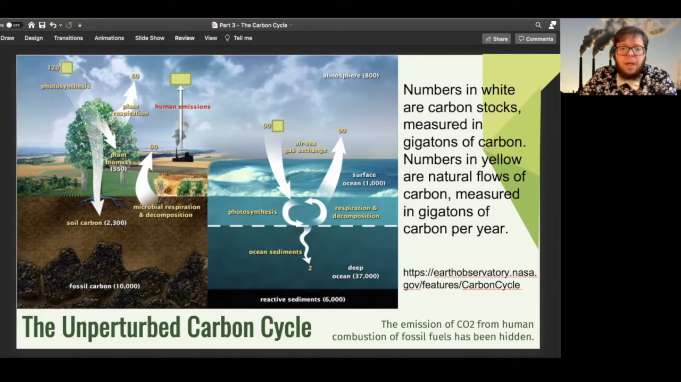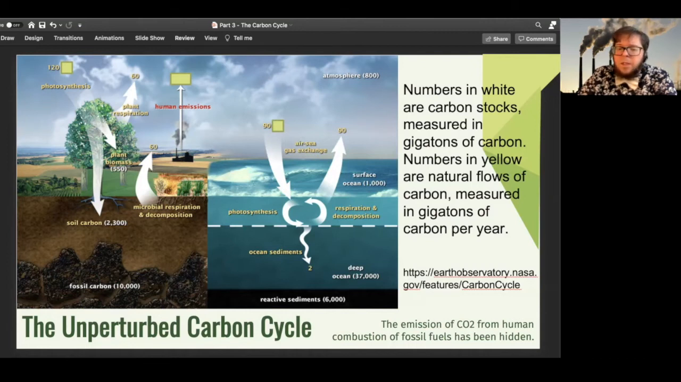The other being the soil carbon, right? As plants die, they become one with the soil and some of their carbon just stays there and some of it becomes fossilized. But the deep ocean has this massive, massive stock of carbon, 37,000 gigatons of carbon. It's a lot.